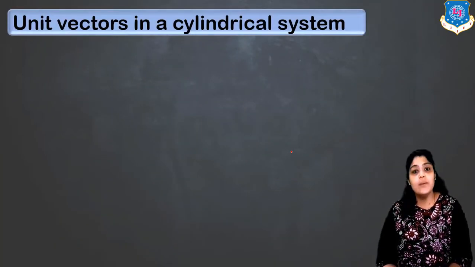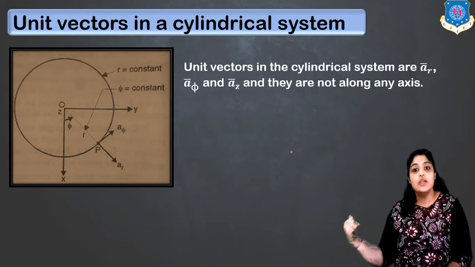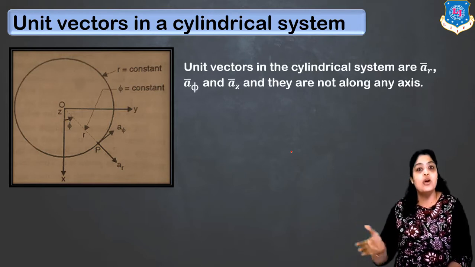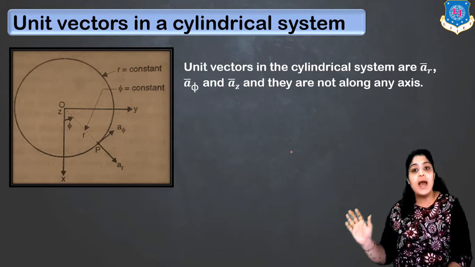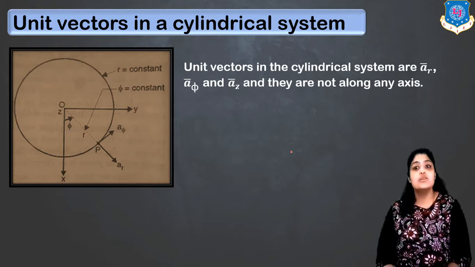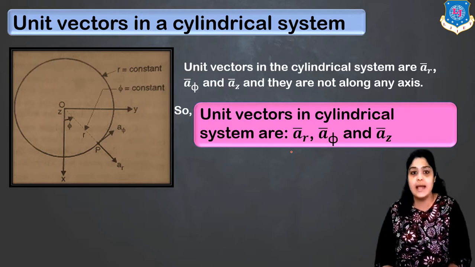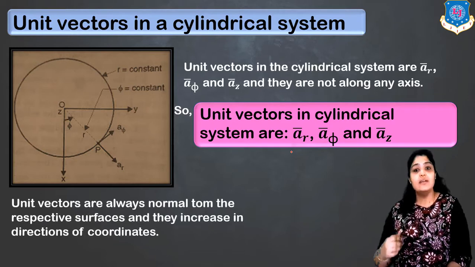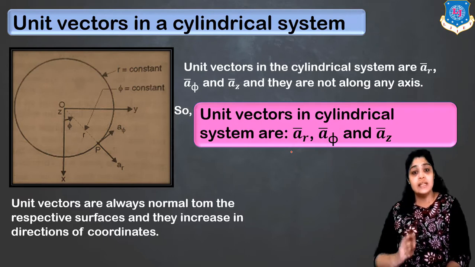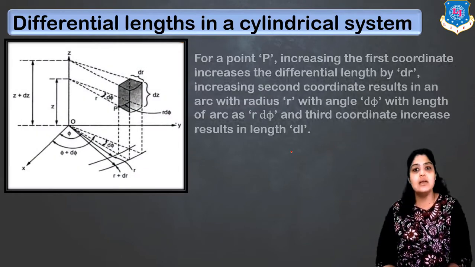Now let's see what are unit vectors in a cylindrical system. So unit vectors are represented as shown in the diagram. You can see that you have a phi along the xy plane, then you have ar, that is the position vector of the point, and az along the z. So unit vectors in the cylindrical system are ar, a phi and az respectively in each direction. These unit vectors are always normal to the respective surfaces and they increase in the direction of the coordinates. Now let's discuss the differential lengths in a coordinate system.